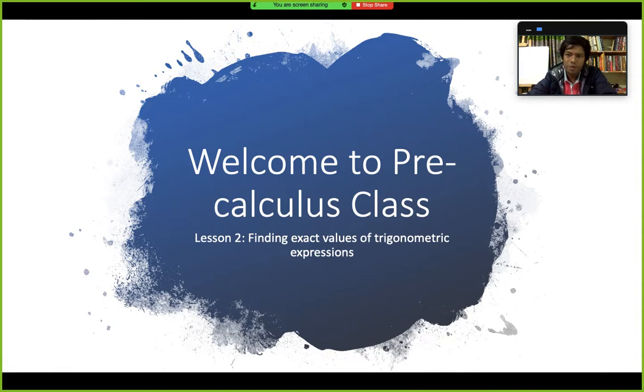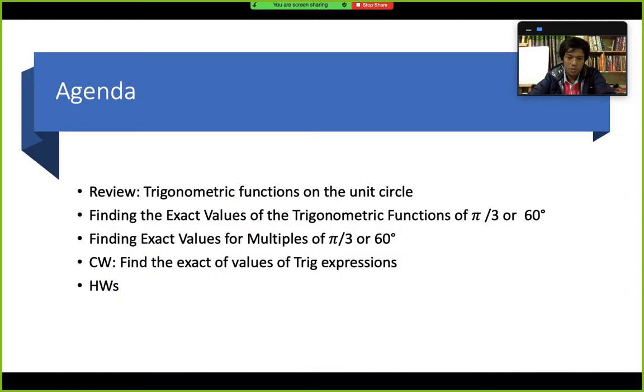Hello everyone, welcome to our pre-calculus lesson 2. In this lesson we will discuss finding the exact values of trigonometric expressions. Something like tan 45 equals what, or tan 60 degree equals what, cos 60 degree equals what, this kind of thing. Okay, so these are our agenda.